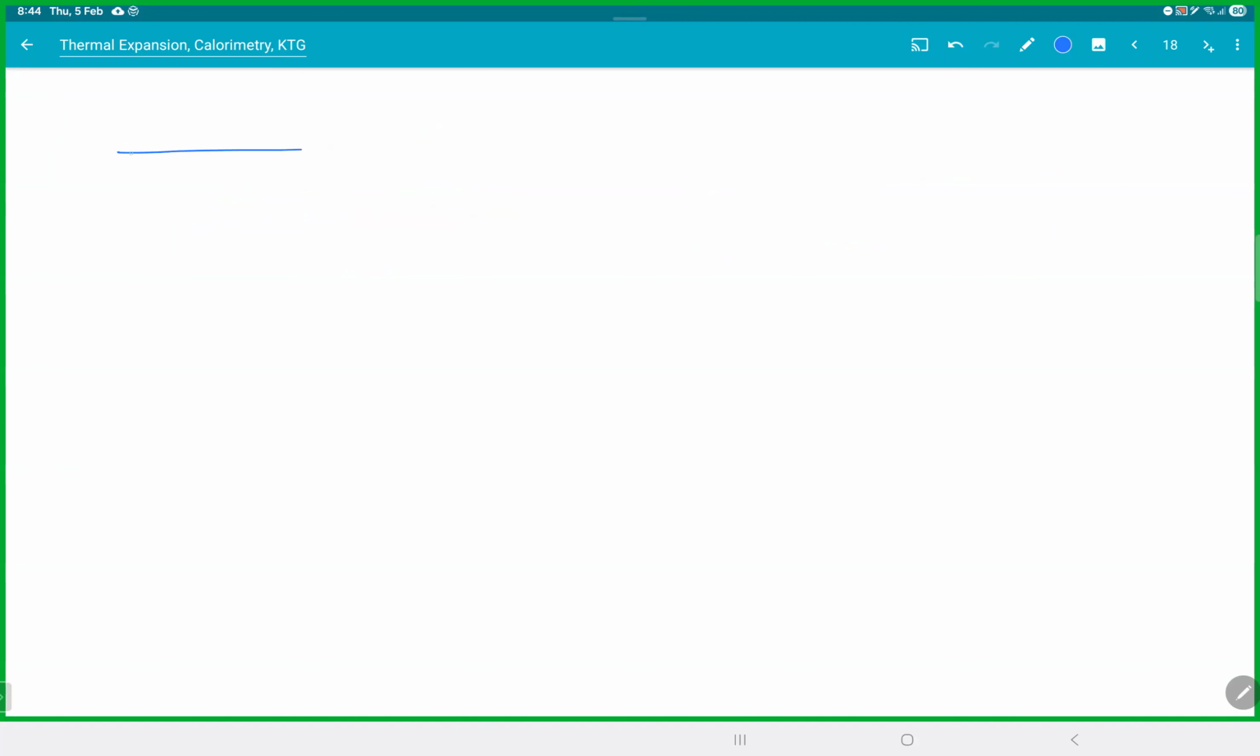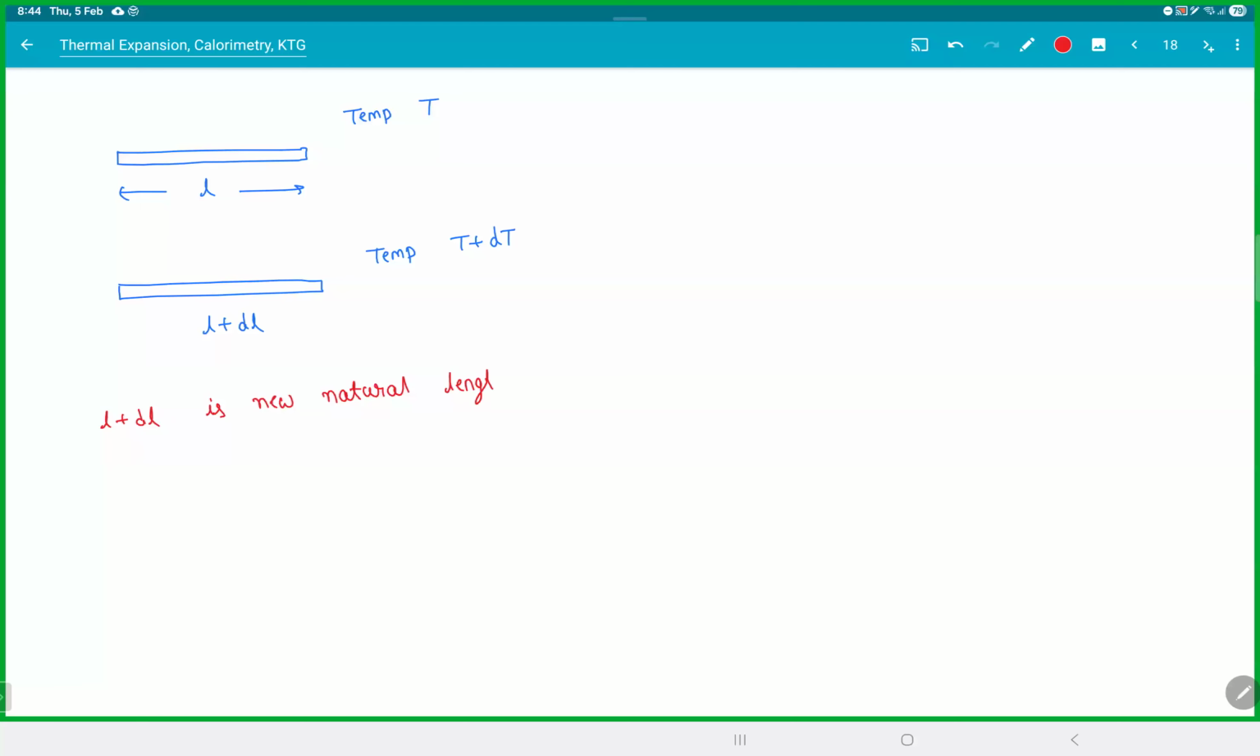Now, if you remember the whole story when we started this chapter, we said the length was L when the temperature was T. Right? And when you increase the temperature, the length became L plus dL for the new temperature, T plus dT. So this L plus dL is your new natural length. The reason the rod expanded is because the molecules are vibrating more rapidly. They needed more space, so they want to be more comfortable without hitting each other, right? So that is the reason the length has increased.